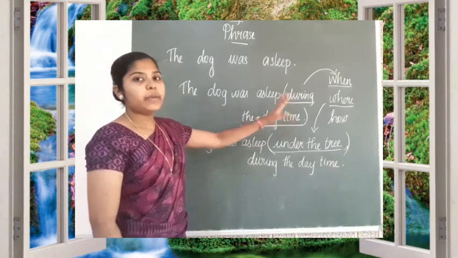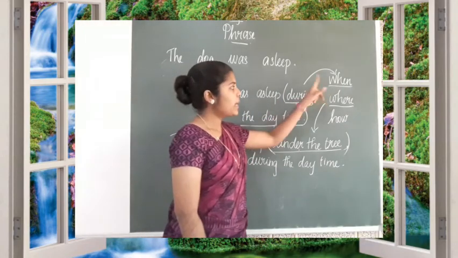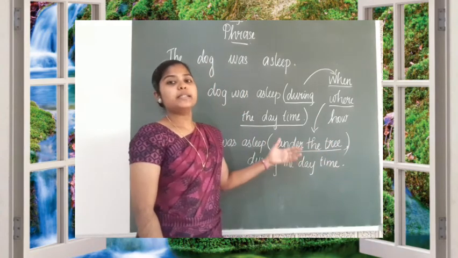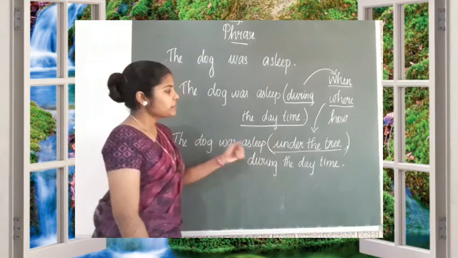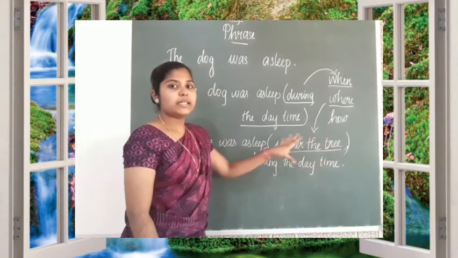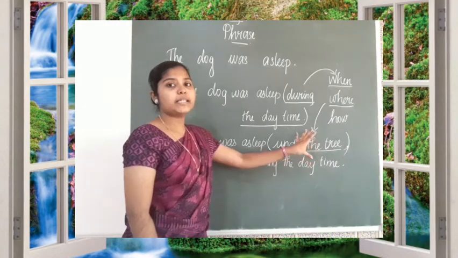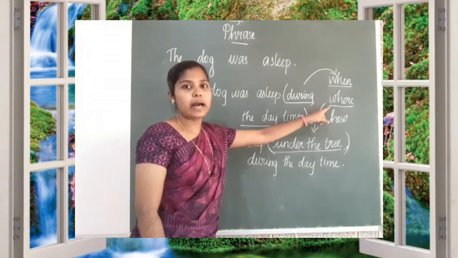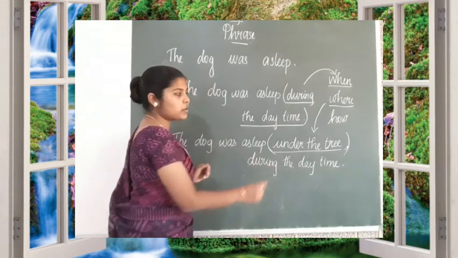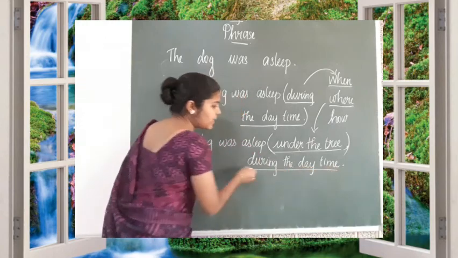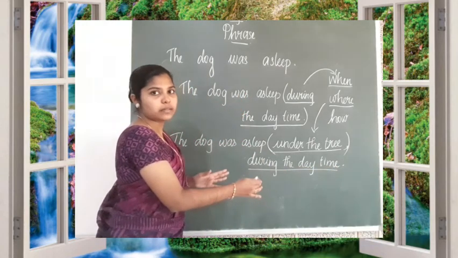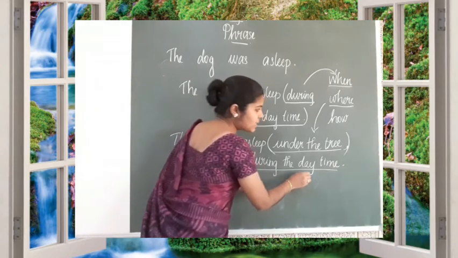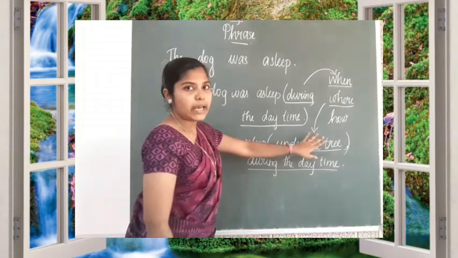An adverbial phrase answers questions like when, where, how and why an action is done. Here, under the tree is a phrase, and it answers the question where the action happened. So this is also an adverb phrase. During the daytime is also an adverb phrase. It answers the question when. So it indicates the time, and the other indicates the place.